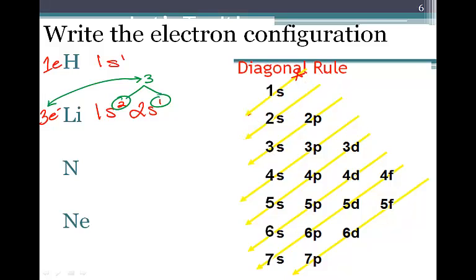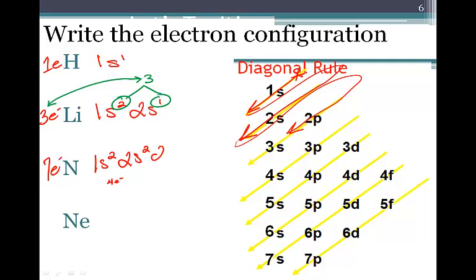Now nitrogen. Nitrogen has 7 electrons. So I start at 1s. So 1s2. I come back up and go through 2s. So I've placed 4 electrons so far. I need 3 more.